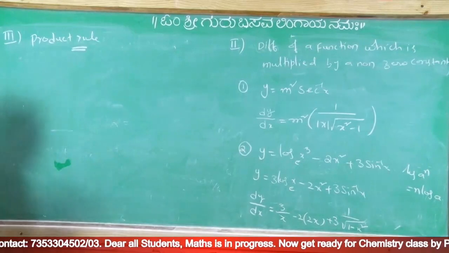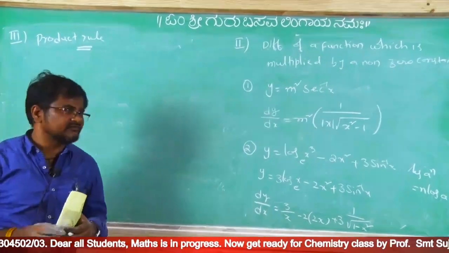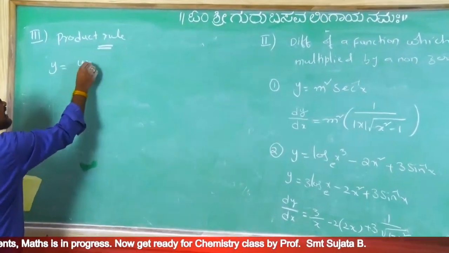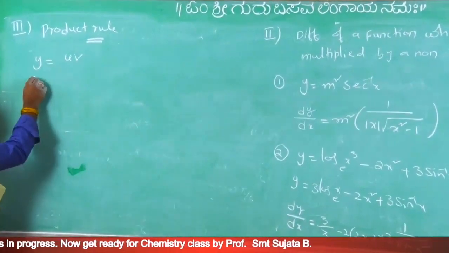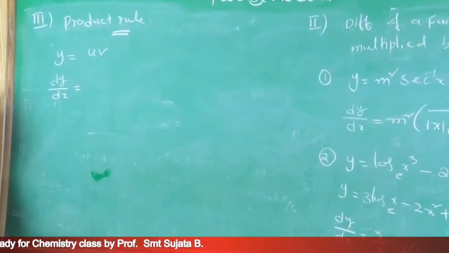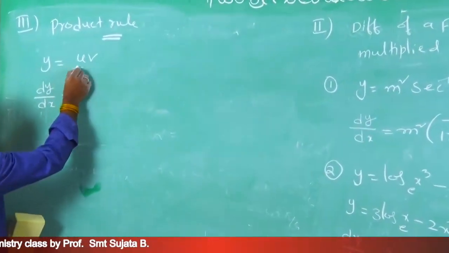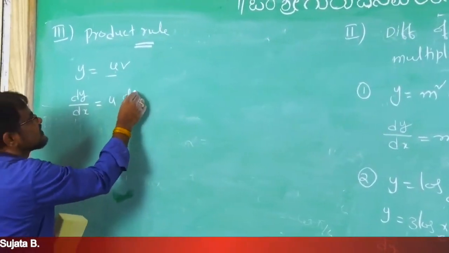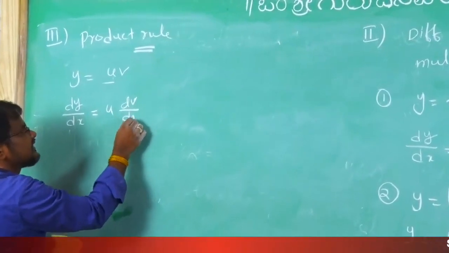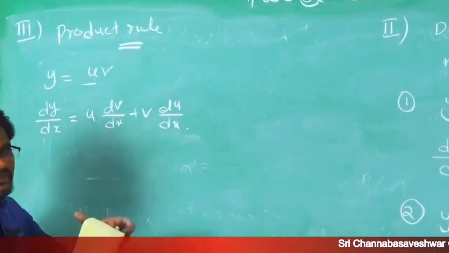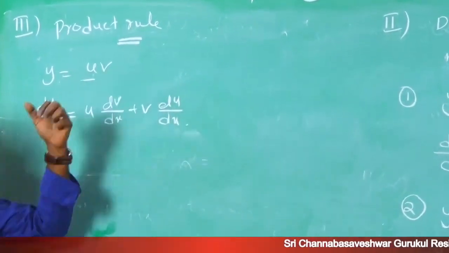So if a function involves the product of two functions, how do we do the differentiation? Suppose y equals u into v, which you already know. How do we differentiate with respect to x? dy by dx equals, first keep u as it is and differentiate v, dv by dx, plus v into du by dx. How do we get this? By the first principle; this proof you also learned in first year.